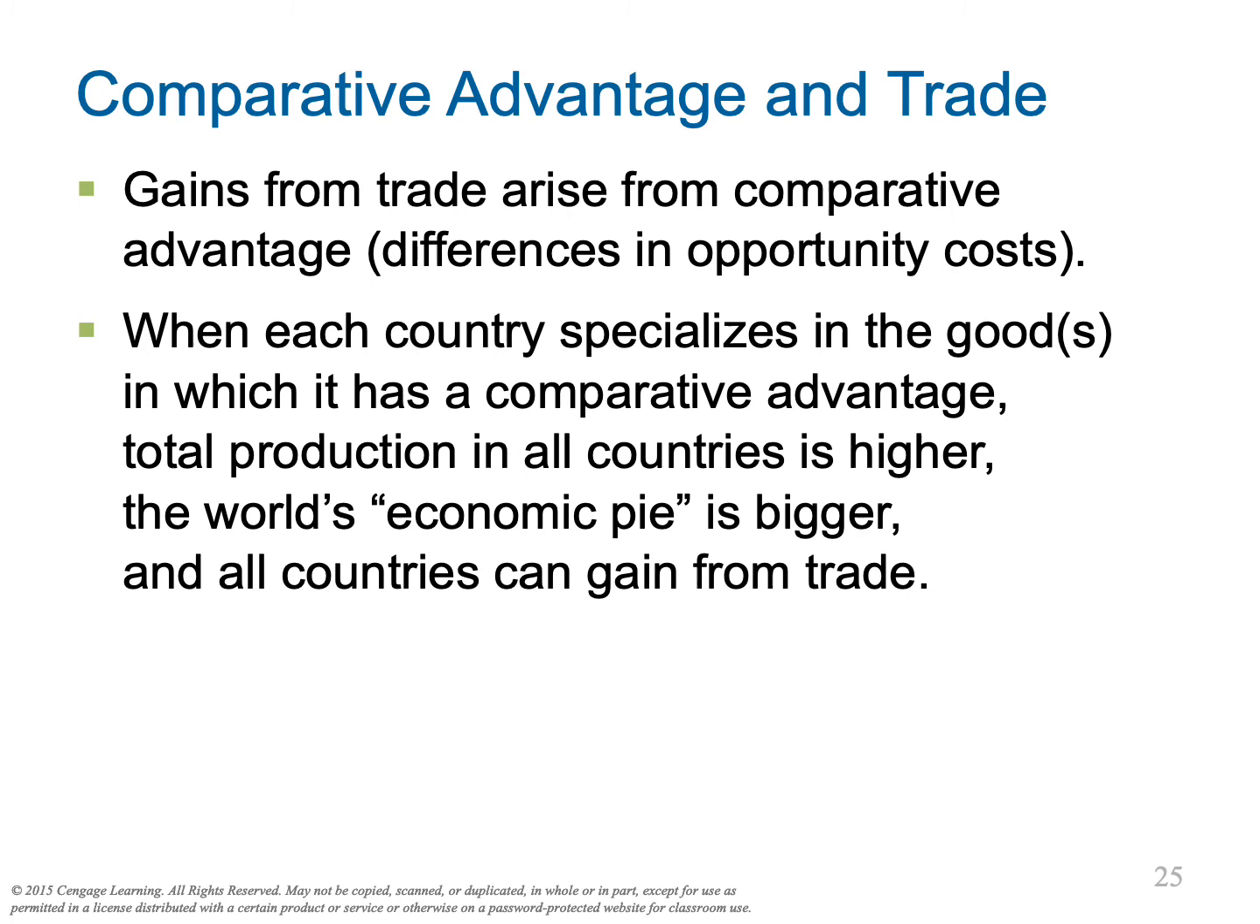Now, when each country specializes in the goods in which it has a comparative advantage, total production in all countries is higher, or in other words, the world's economic pie is bigger. And because the pie is bigger, all countries can gain from trade.